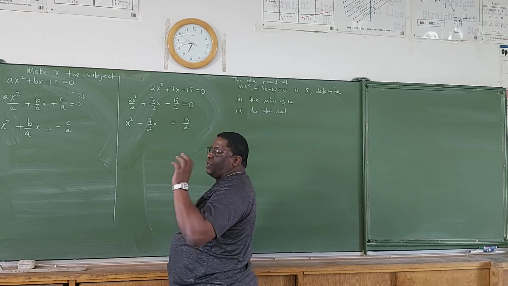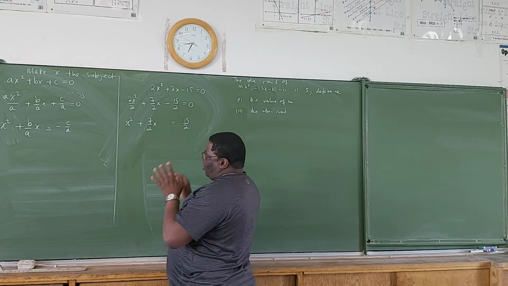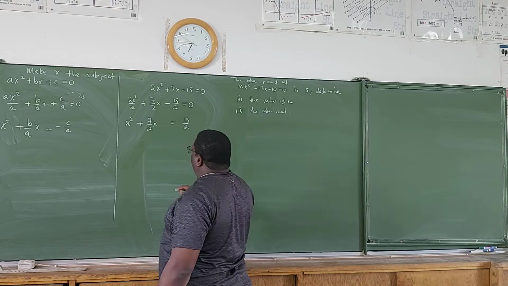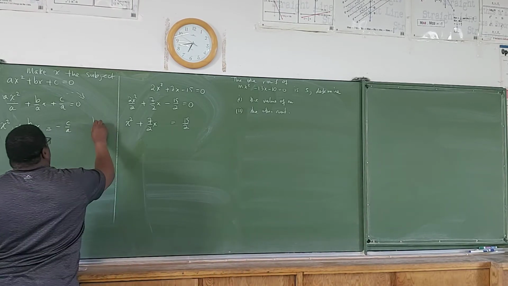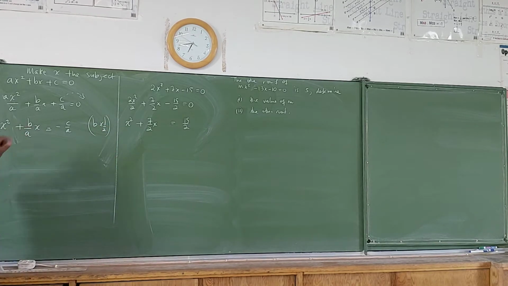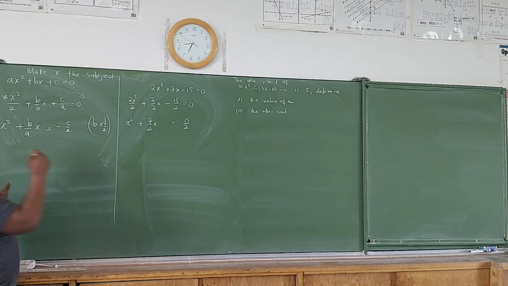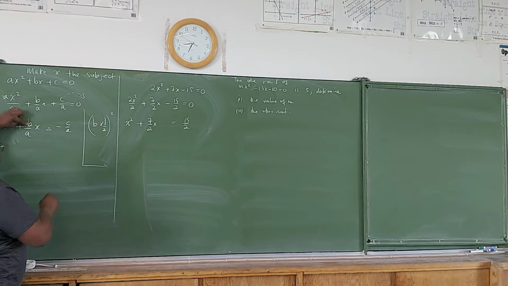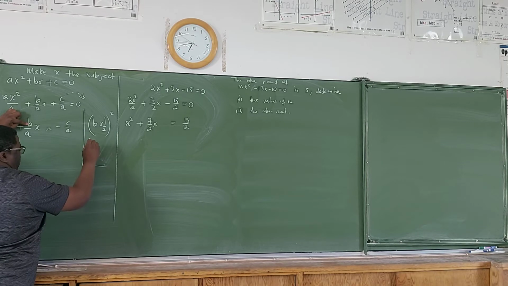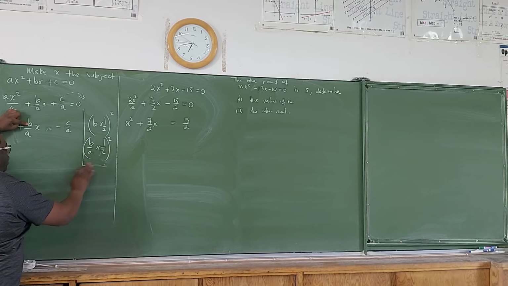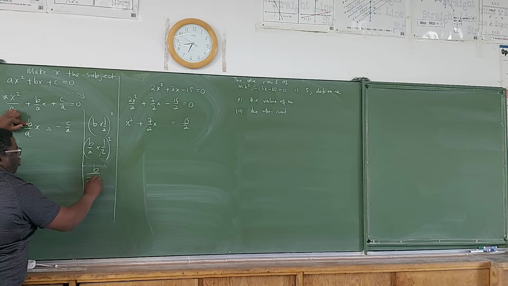Then you introduce side work. We always find half of the b value, and we square it. What is our b value? It's b upon a. So I'm going to find half of that and square it. So inside I'm going to be left with b upon 2a.